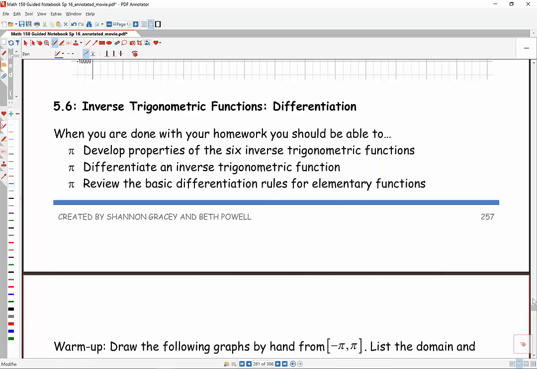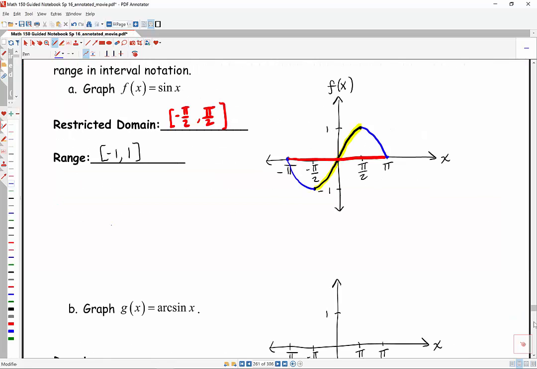Sometimes the program gets a little grumpy. Okay, so we have an ordered pair at pi over 2, comma 1, and at 0, 0, negative pi over 2, -1, and negative pi, 0. So notice that the input is the angle and the output is the function value.